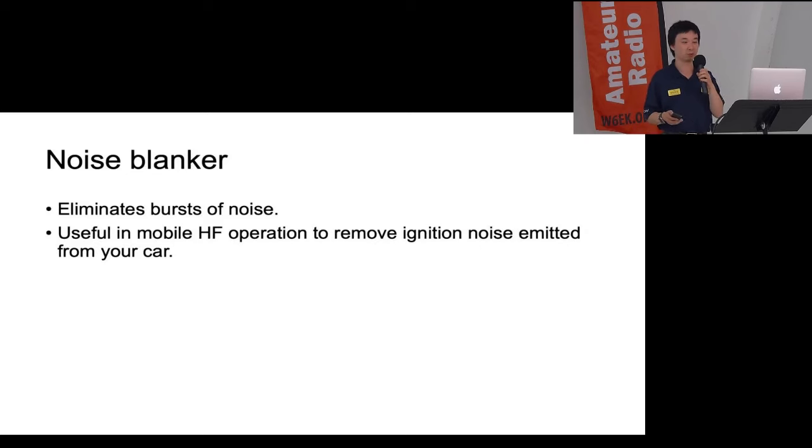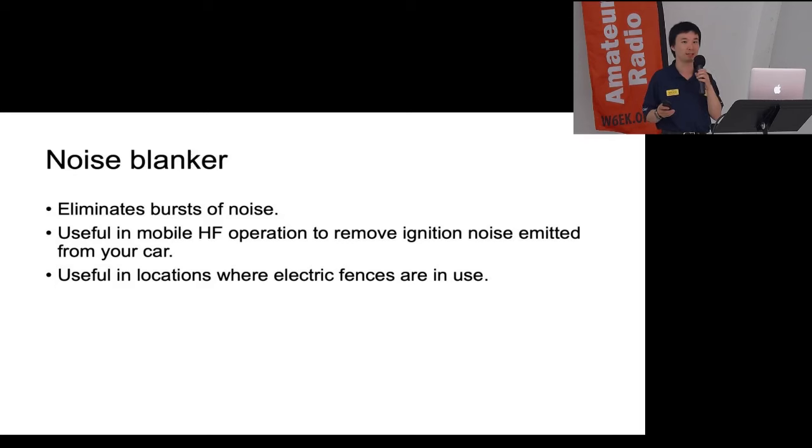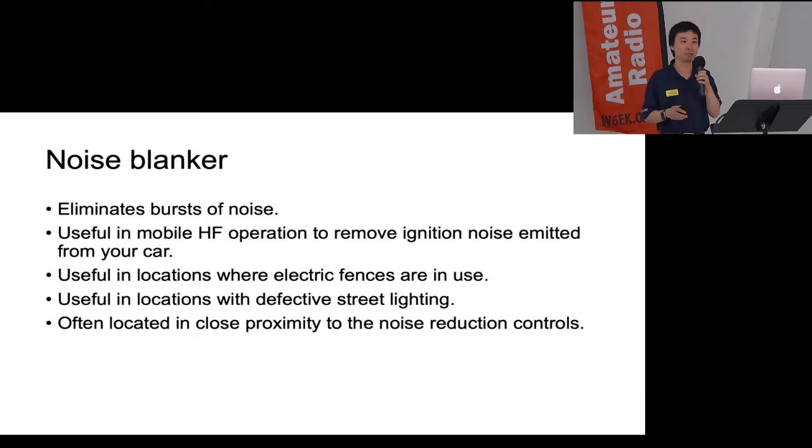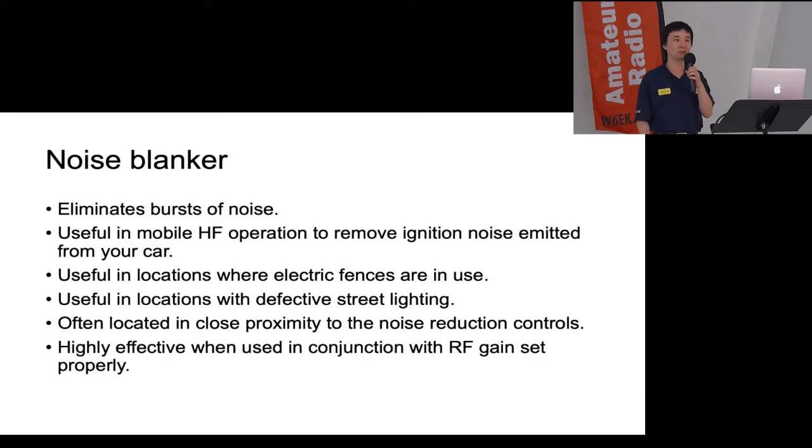So we've talked about the noise reduction. It removes broadband random repetitive noise. Now, there's another thing called the noise blanker, and it's different from the noise reduction in that this eliminates short bursts of noise. Think ignition noise from your car or electric fence, making that characteristic tap, tap, tap, tap sound. Or if the light down your street is defective and flickering, the ballast coming on and off might cause cracks of static at a regular pace. This control is often located in close proximity to the noise reduction control, and when used in conjunction with RF gain, it can be highly effective.